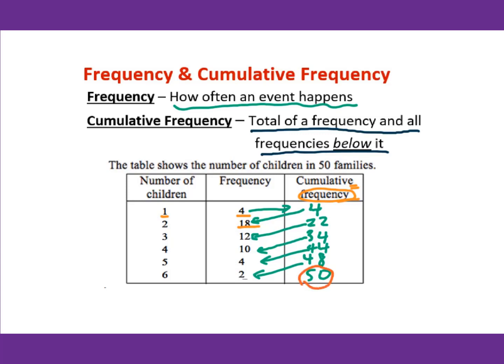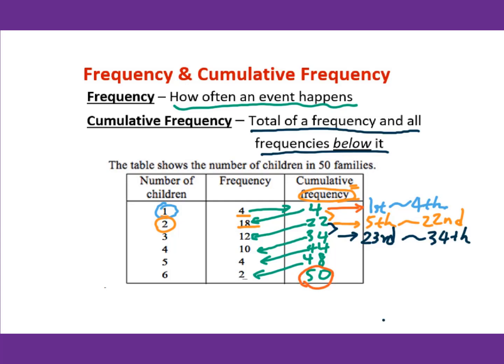First of all, this 50 means the number of data. You have 50 families. And this 4 means from the first data to the fourth data, the value will be 1. For this 22, that means from the fifth to the 22nd data, the value will be this 2. So from 23, that means the 23rd data to the 34th data, the value will be this 3.